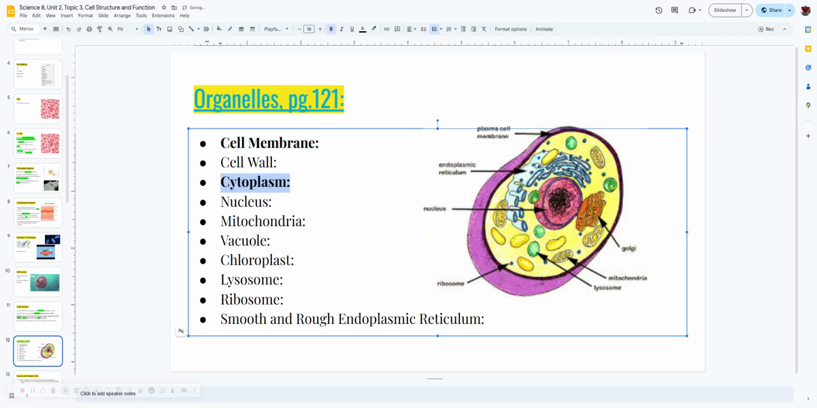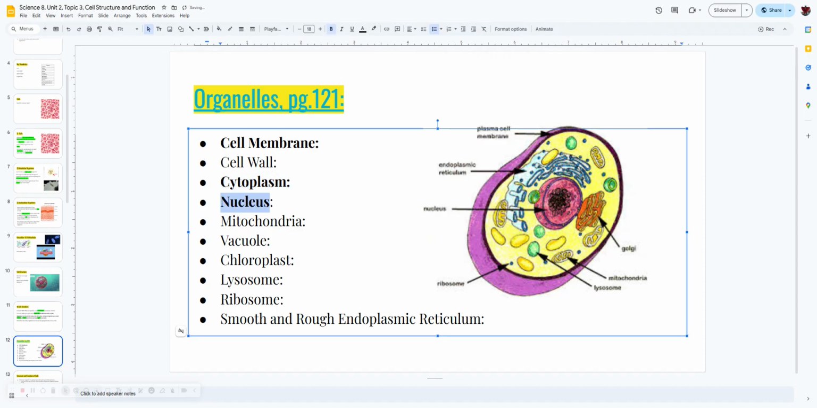Cytoplasm, like I said earlier, it's made up largely of water, and it's the water that's inside the cell. Okay, it's important because it gives the cell shape. It allows the cell structure to be what it needs to be, so that all these other organelles, all these other parts, are able to do their jobs, do their function.